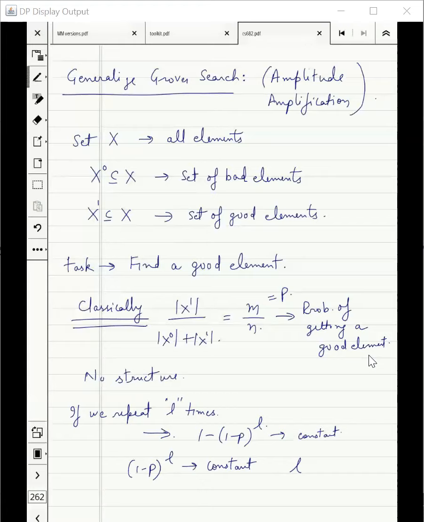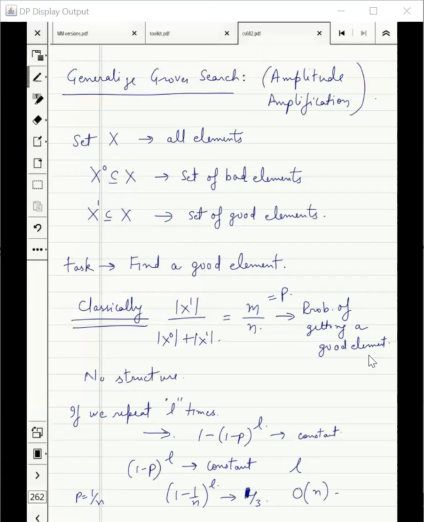Let's say p is equal to 1 by n. When will this become close to 2 by 3? 1 by 3, let's say. No idea? When you repeat this n times, yeah, so if I repeat it n times, then it will become about 1 by e. 1 by e, right? In other words, if I want to make it constant, then I should repeat it order of n times.